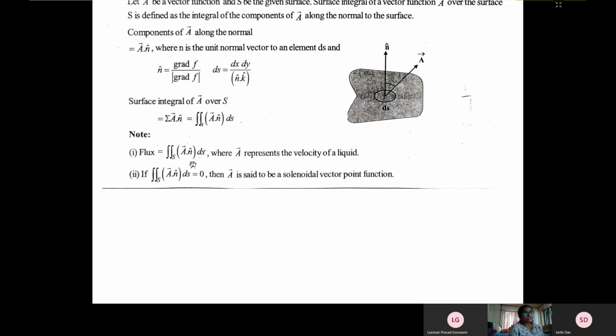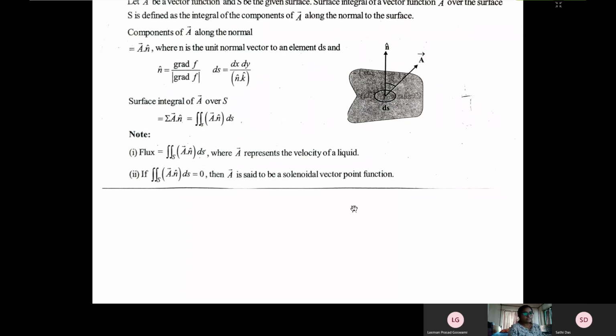So in physics, what is the meaning of the surface integral? The surface integral represents the flux of that vector quantity. Suppose A represents the velocity of a liquid. Then what will be the flux of the velocity of that liquid? That is the outward flux. We say the same in terms of electric flux also. So the flux is the net outflow of the field, and it is denoted by the surface integral of that quantity over the surface.